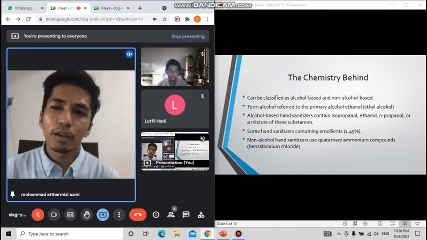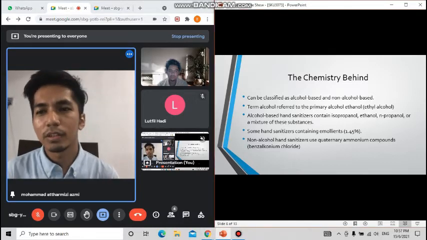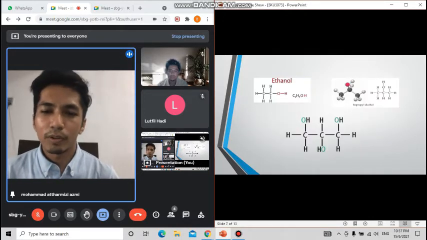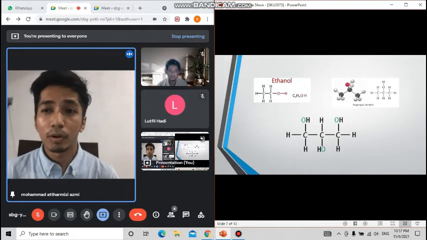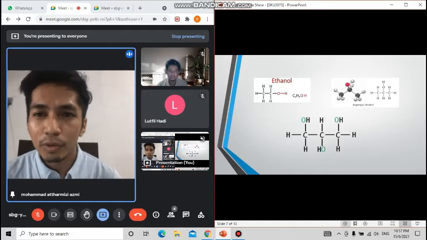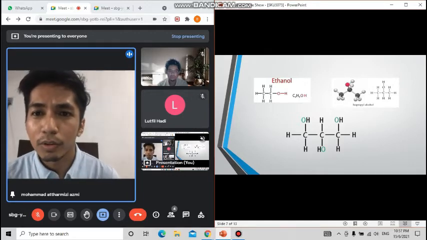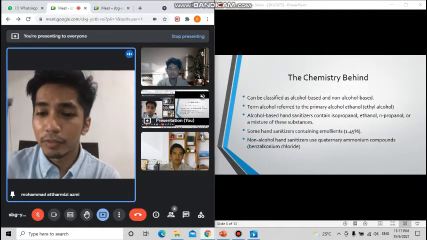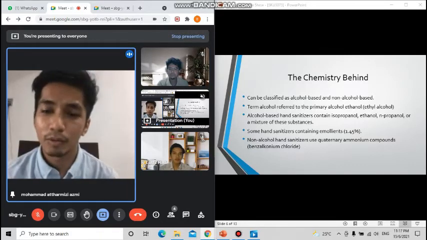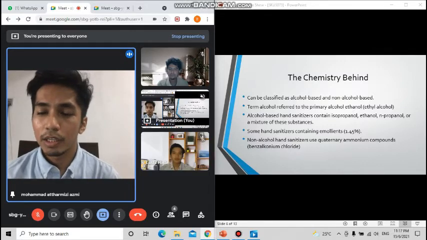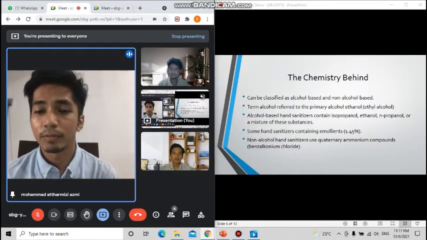Next, alcohol-based hand sanitizers mostly contain alcohol, more specifically isopropanol, ethanol, and propanol, or a mixture of these substances. In the slide you can see the molecular structure of ethanol and another alcohol in hand sanitizer. Furthermore, another active ingredient present in hand sanitizer is isopropyl alcohol. The molecular formula for this alcohol is C3H8O. It is a colorless and flammable alcohol.